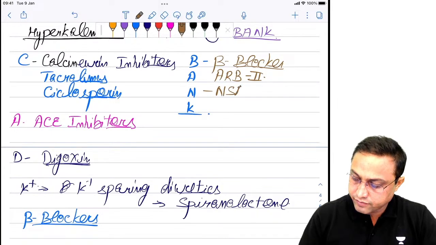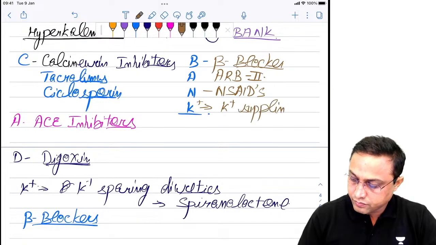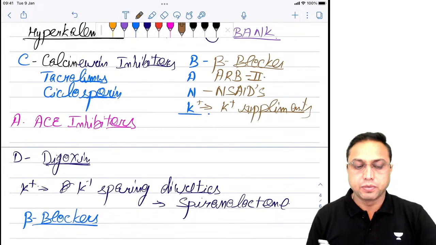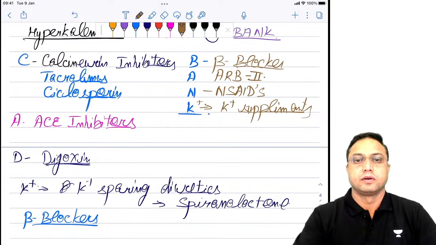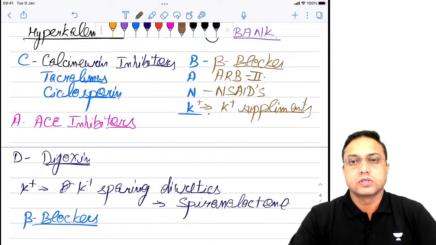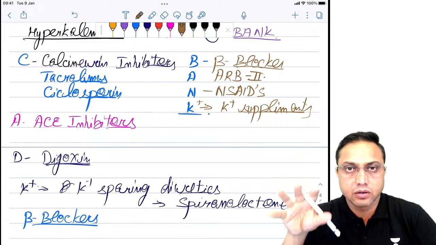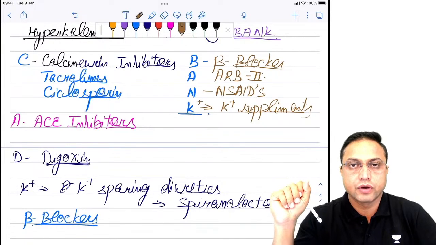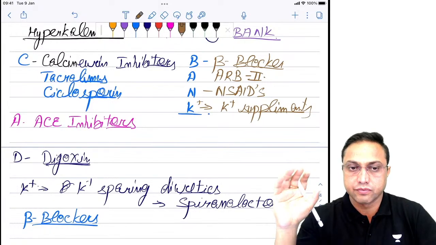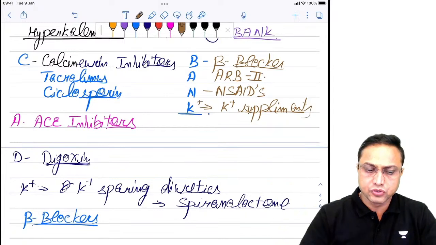N is for NSAIDs, and K is for potassium supplements. So these are some of the common causes of hyperkalemia, guys. This is very important, and generally this is a frequent and repeated MCQ. It can come in a story base. It can come in a one-liner. So you should have these causes of hyperkalemia at your fingertips. Do revise this very well. Okay. Can we proceed to the next question?